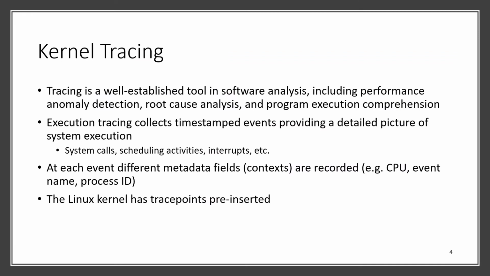To achieve these goals, we turned to kernel execution tracing, and tracing is already a well-established tool in different kinds of software analysis, including performance anomaly detection, root cause analysis, and program execution comprehension. Execution tracing basically just consists of collecting different time-stamped events that can then provide a very detailed picture of system execution. So we can see threads, what states these threads were in throughout their execution, inter-thread interactions, how these threads interact with different resources on the system, and so on and so forth.